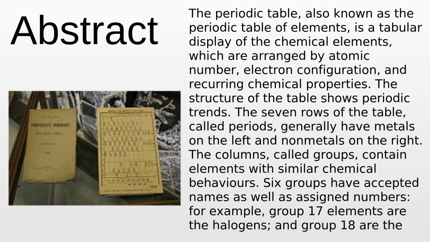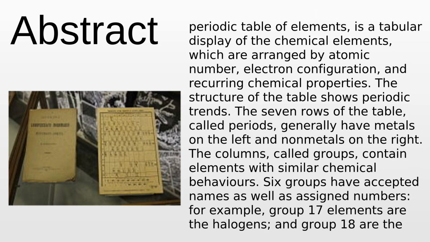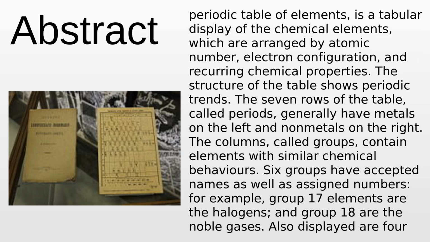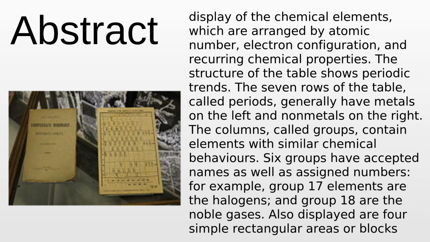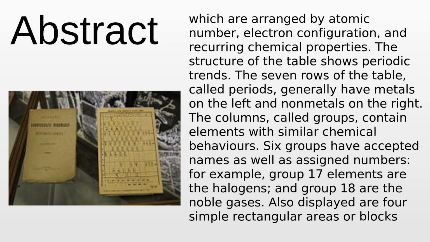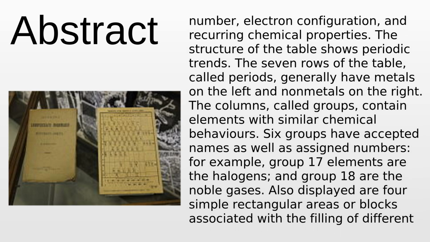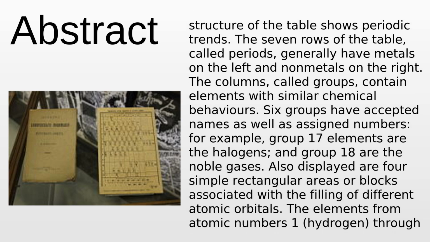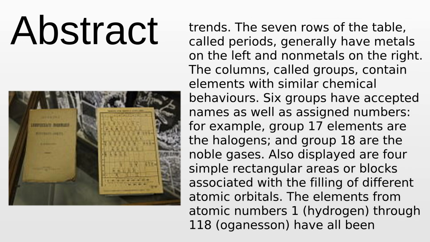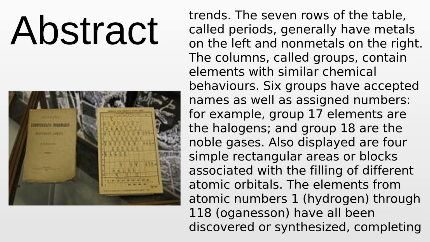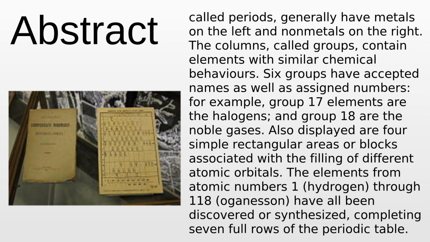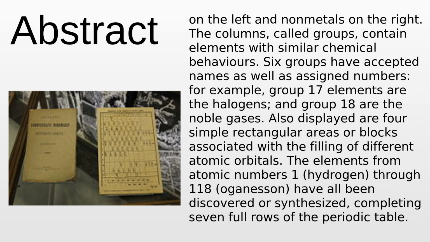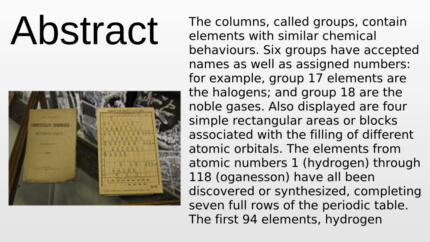The periodic table, also known as the periodic table of elements, is a tabular display of the chemical elements, which are arranged by atomic number, electron configuration, and recurring chemical properties. The structure of the table shows periodic trends. The 7 rows of the table, called periods, generally have metals on the left and non-metals on the right. The columns, called groups, contain elements with similar chemical behaviors.